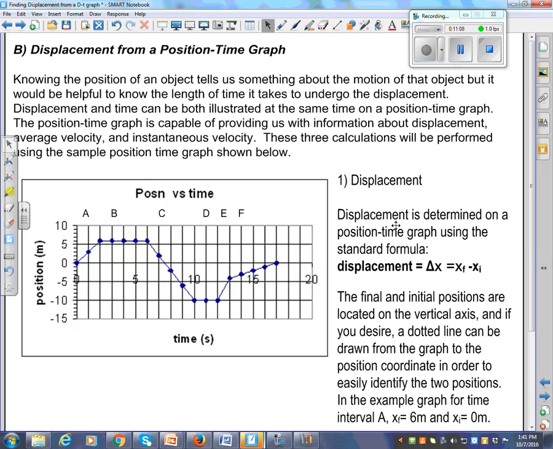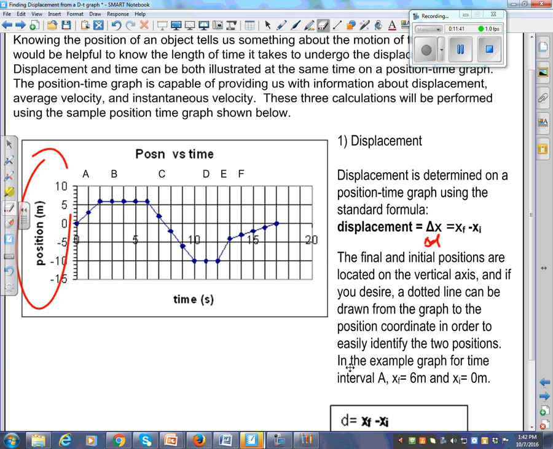Displacement is determined on a position-time graph using the standard formula that you already know and practiced. Displacement, delta x or delta d, same idea. Final minus initial. The final and initial positions are located on the vertical axis. And if you desire, a dotted line can be drawn from the graph to the position coordinate in order to easily identify the two positions. In other words, if you have to, take a ruler and do that. Find out where the graph is. Do you know how to read a graph? Yes, we did that last unit.